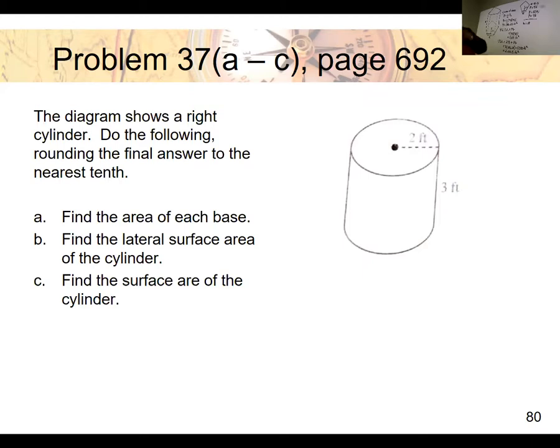All right, the diagram shows a right cylinder. Do the following and give the answer to the nearest tenth. And this is in feet. And I apologize for that not showing up well.